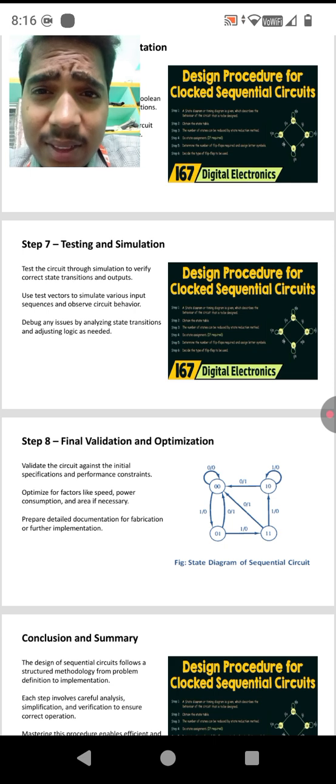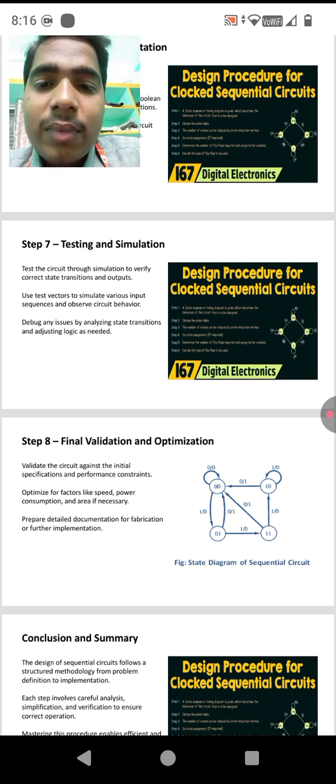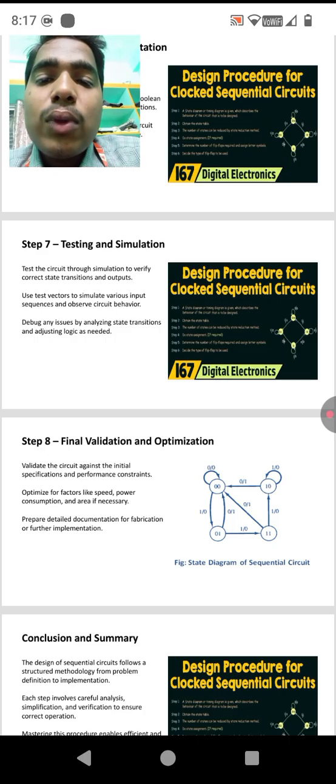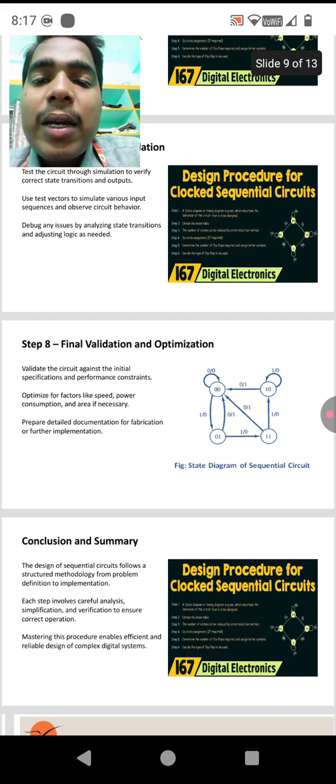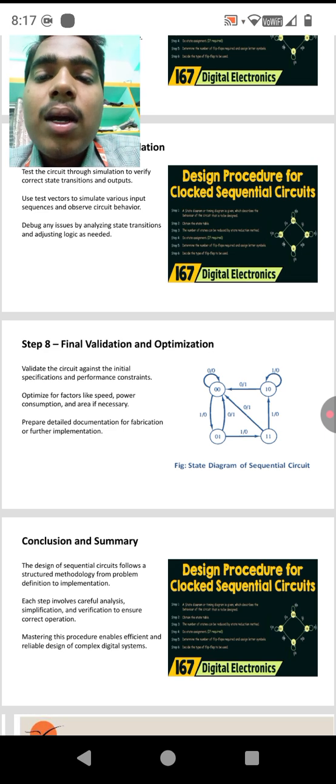Step 7. Testing and simulation. Test the circuit through simulation to verify correct state transitions and outputs. Use test vectors to simulate various input sequences and observe circuit behavior. Debug any issues by analyzing state transitions and adjusting logic as needed.